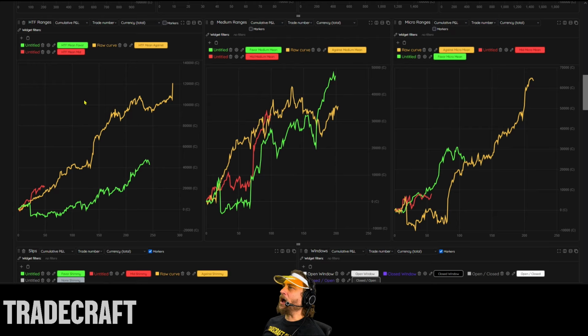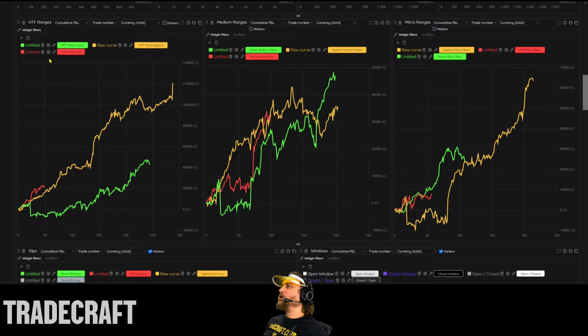So as we go out, this is where removing outlier trades really matters. Notice our mean reversions on the medium time frames, they underperformed at first, and now it's working really good. Really, it looks like breakout trades work really well across all of these, except for the medium ranges. There's some underperformance going on here.